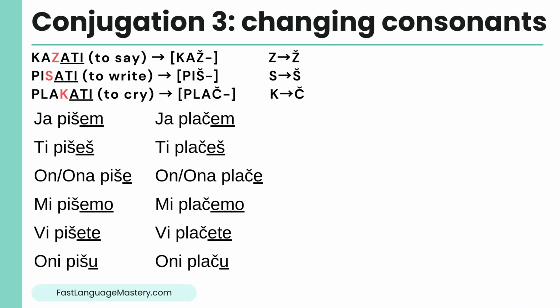Now conjugate these verbs, which belong to conjugation 2. Pitati, to ask, čekati, to wait, igrati, to play, gledati, to watch, šetati, to walk, čitati, to read, pevati, to sing, menjati, to change, otvarati, to open, zatvarati, to close. I will help you with the first one. Pitati, to ask. Ja pitam, ti pitaš, on pita, ona pita, mi pitamo, vi pitate, oni pitaju. Okay, do the same for all these 10 verbs.